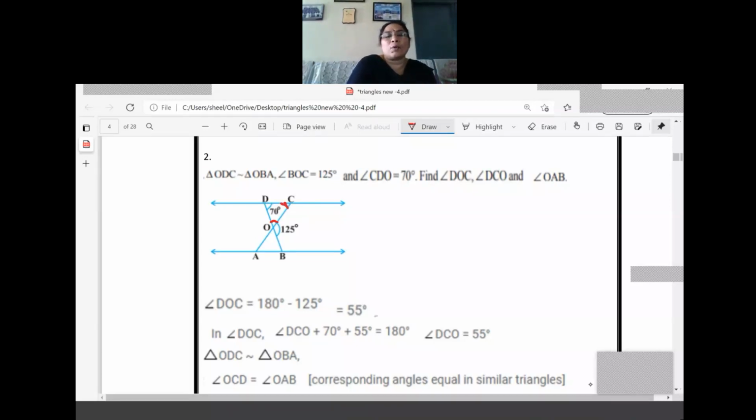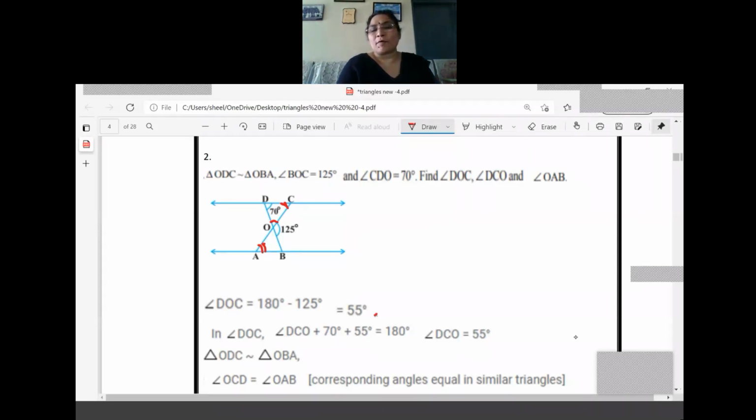Here it is, then OAB. That is the third angle asked here. So we can write directly what DOC is by the linear pair property only. DOC equals 180 minus 125, which is equal to 55 degrees only.